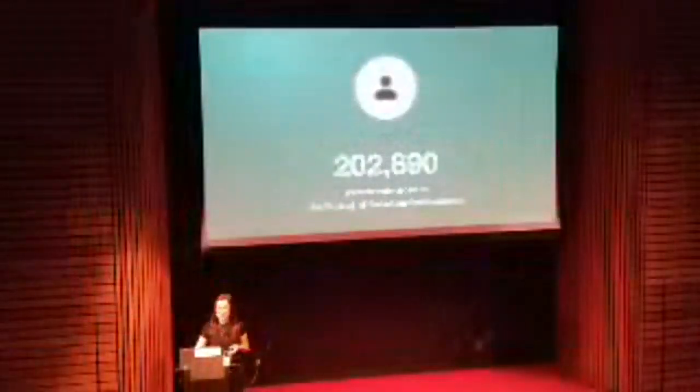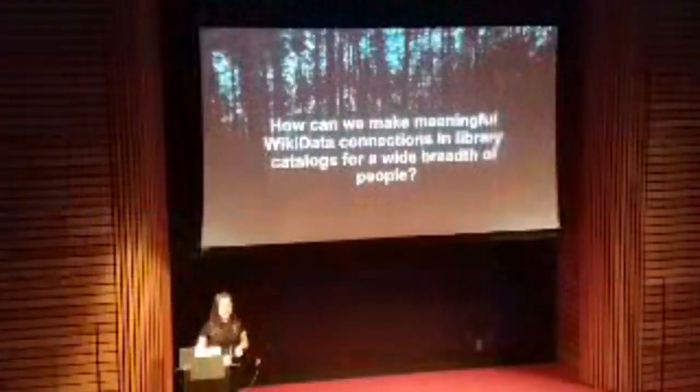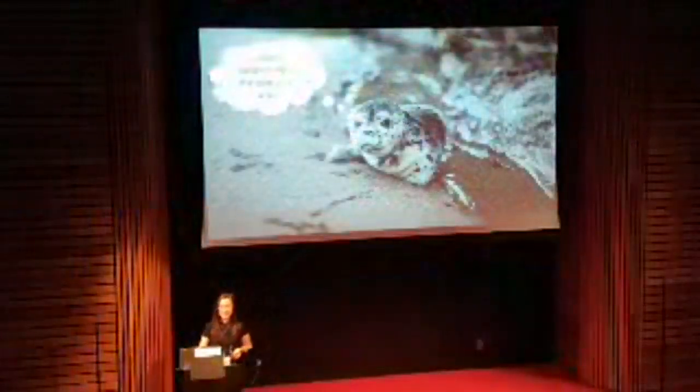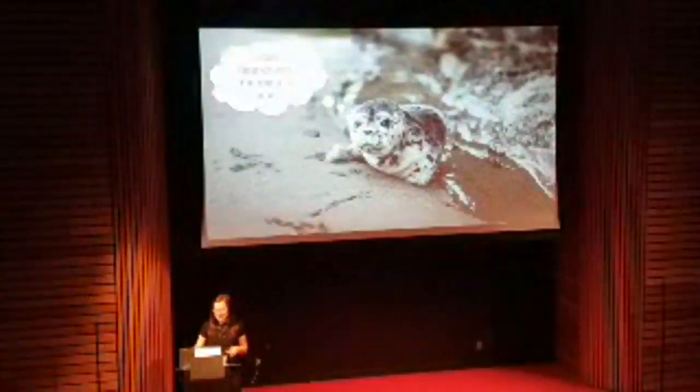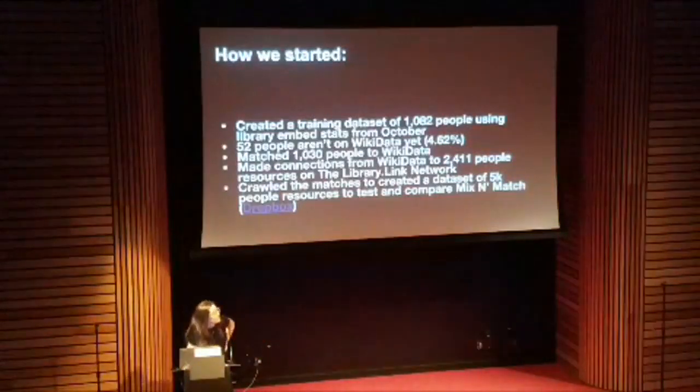At DC Public Library, we have about 200,000 people to map. So we're faced with the question: how can we make meaningful connections, and how can we do this on a broad scale for a lot of people in a short amount of time? I don't know about you, but I think that local data-driven mapping is very cute, like the seal. So we started, my slides are a little squished.